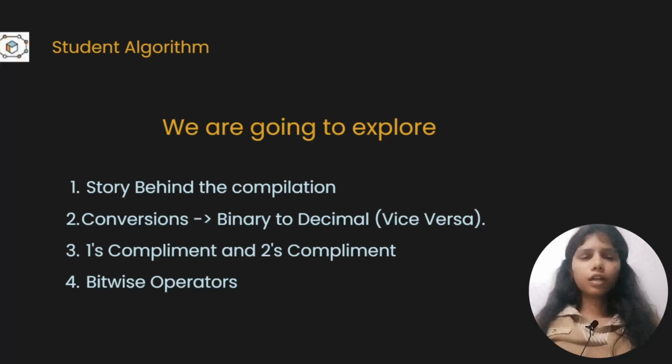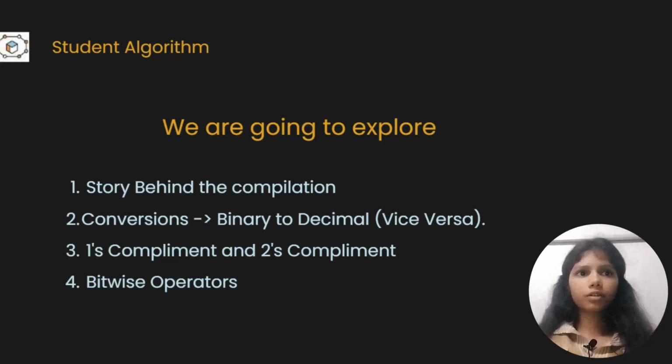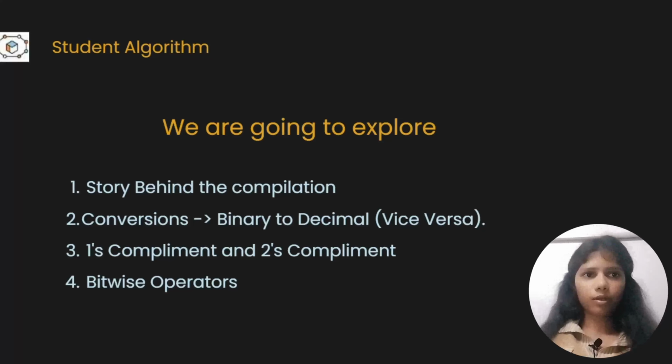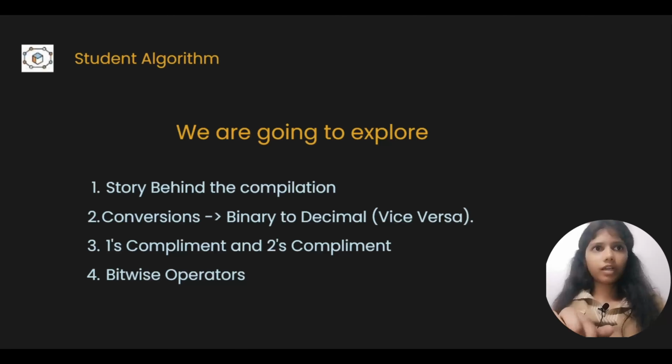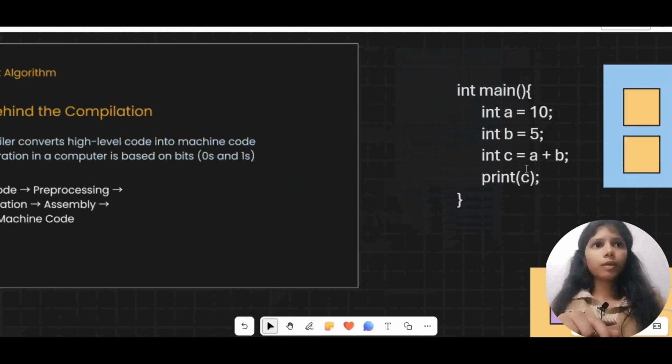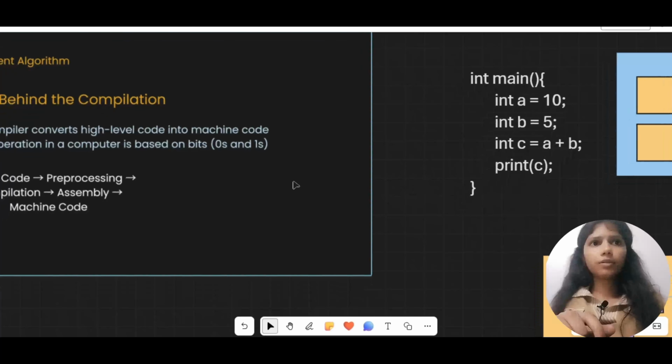So in this video we are going to explore four major topics: the story behind the compilation, conversions, binary to decimal, one's complement and two's complement, and bitwise operators. So first we discuss the story behind the compilation. In this story, what exactly happens after you run the high level language code?